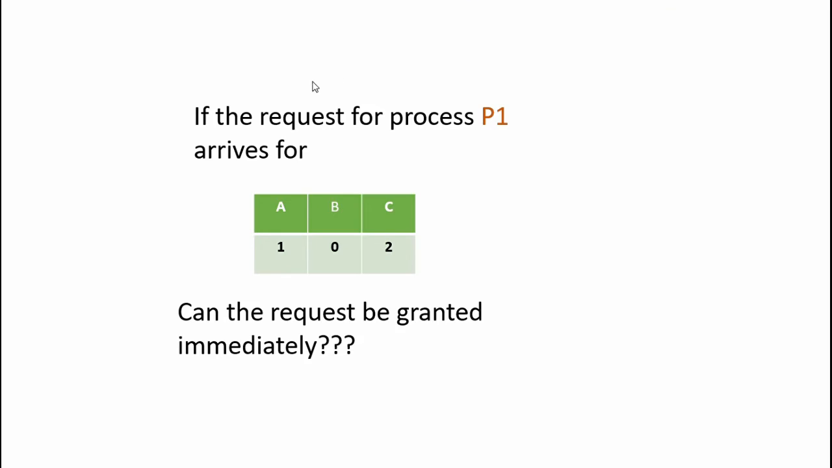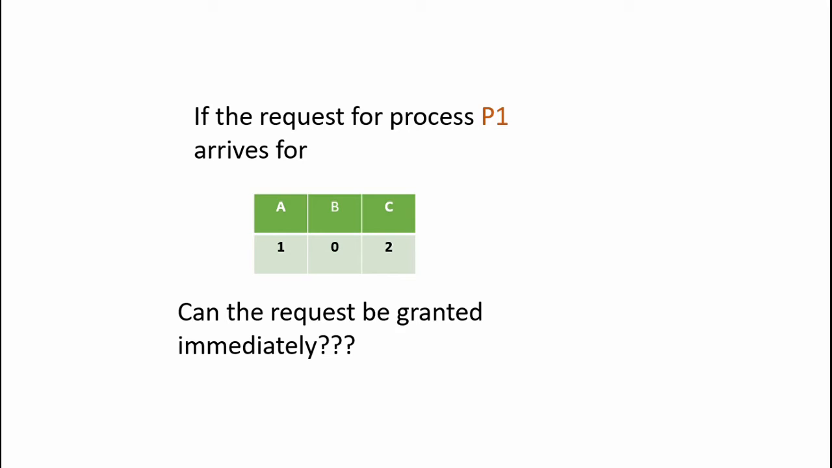But now how is it used in computer systems? So let us understand with the help of an example. So the problem is, if the request for process P1 arrives for 1 instance of A, 0 instance of B and 2 instances of C, can the request be granted immediately?